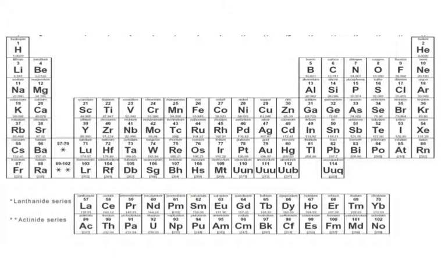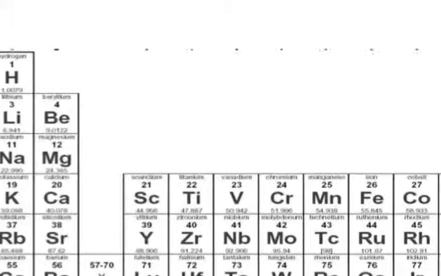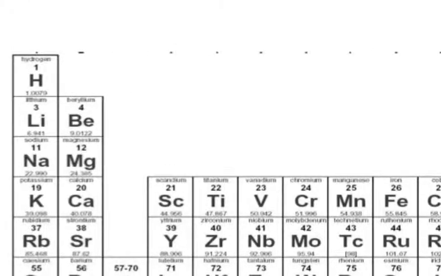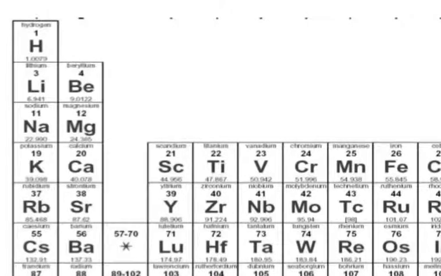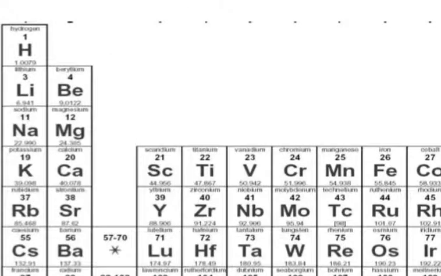Right now we're looking at the periodic table. Take a look here at all the different elements. Notice that each element here has a symbol and an atomic number. For example, this element right here is hydrogen, and the symbol for this element is H. And this is the atomic number.